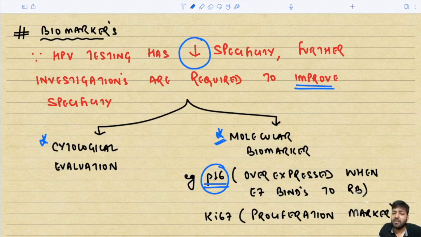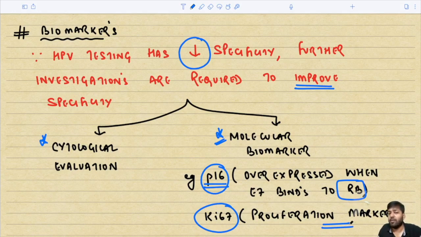Now P16, remember, is overexpressed when the E7 oncoprotein is binding to the tumor suppressor gene, that is the RB. So P16 can be regarded as a surrogate marker of HPV infection. This is one of the molecular biomarkers. Another is Ki67, which is a proliferation marker. Both of them serve as molecular biomarkers of HPV infection. So if you are getting a positive HPV along with a positive P16 Ki67, then that is increasing the specificity and indicating an underlying abnormality.